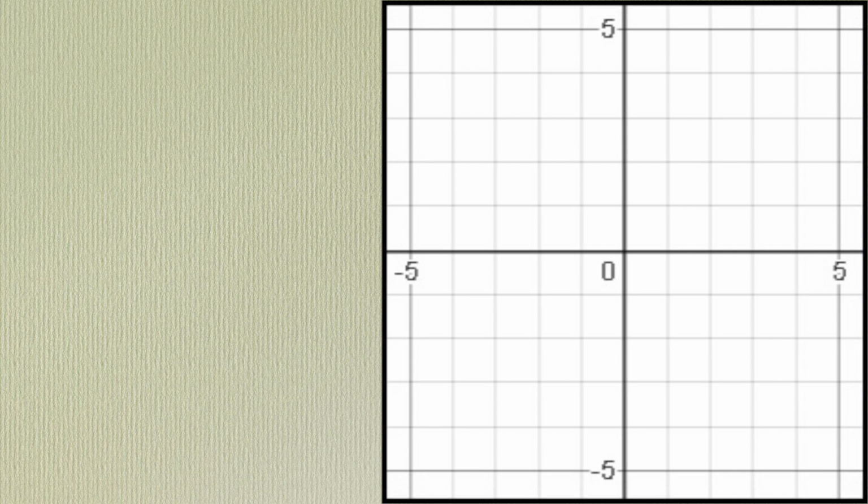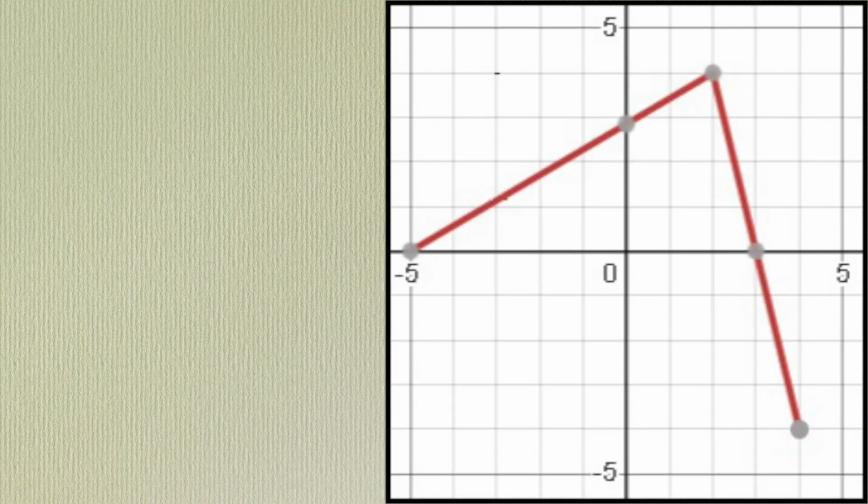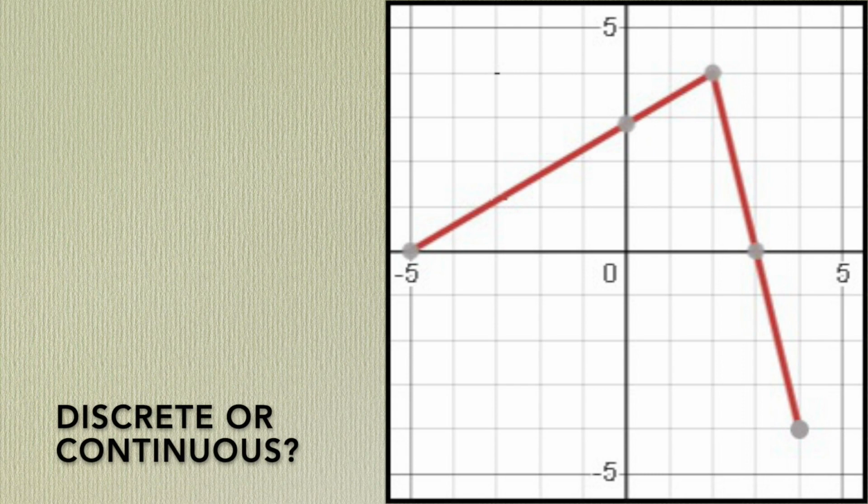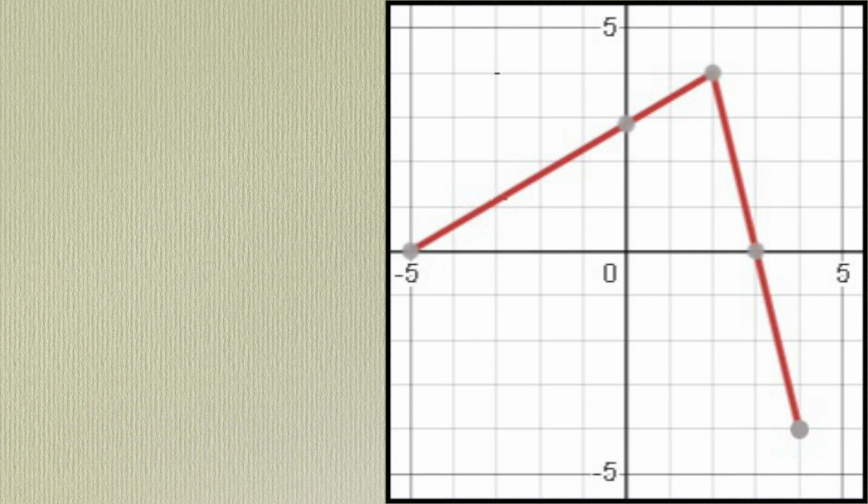So now we're going to take a look at graph number 4. And is this a function? So let's draw a vertical line. And it only crosses through one point. Let's draw a vertical line somewhere else. It only crosses one point. This is a function. Now, is it discrete or is it continuous? We have a beginning and it connects all the way to the end in a continuous line. So this is continuous.